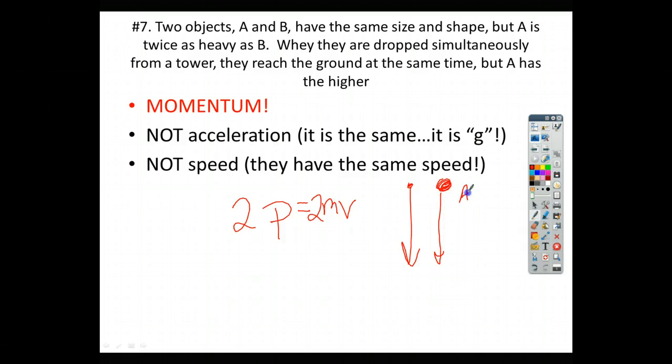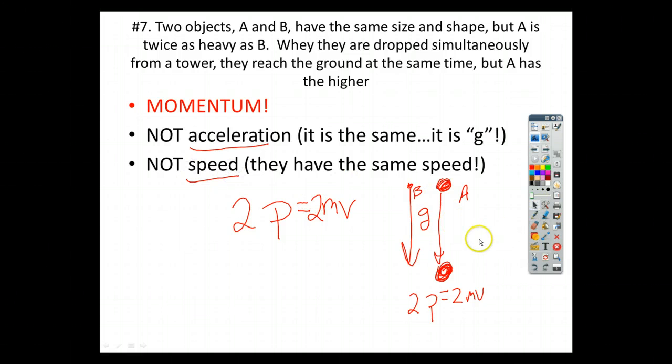So, here's A, it's twice as big as B, and when it hits the ground, even though they have the same speed, remember the momentum of this one is going to be 2mv, because it has twice the mass. Acceleration is the same for each of these. Remember, that's g, and because they fall the same distance in the same time, the speed is exactly the same.